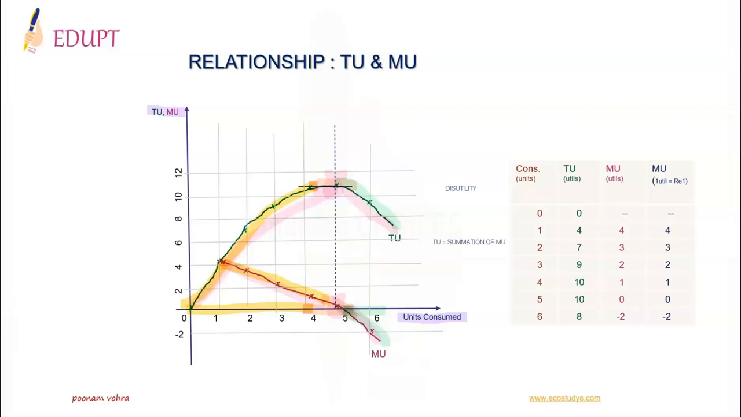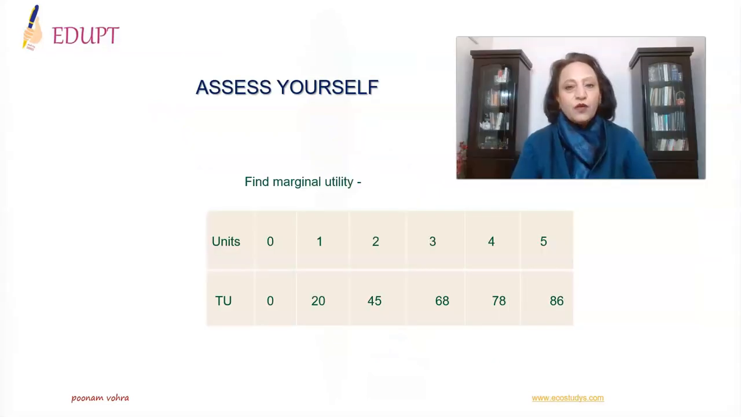Total utility is the summation of marginal utility, and marginal utility can be derived from total utility. Also, marginal utility curve is the slope of total utility curve. Now, assess yourself. You need to find marginal utility when the units consumed and total utility derived from such consumption are given to you. So units consumed vary from 0 to 5.